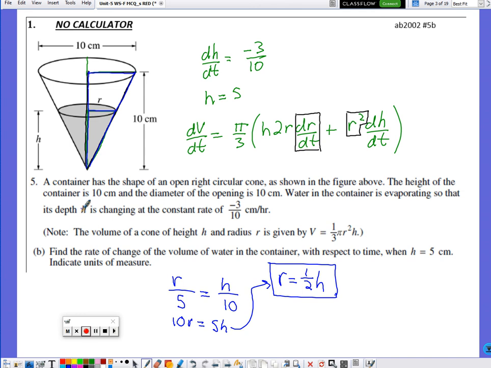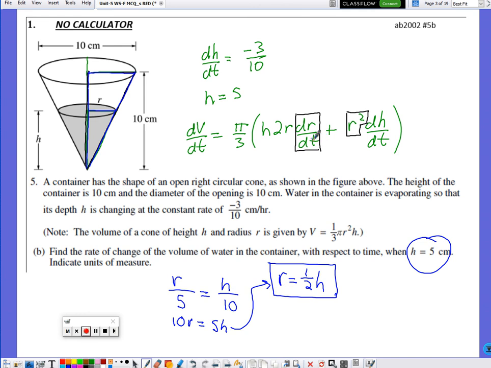Awesome. Okay, look here. So this makes one thing easy. We're supposed to be figuring all this out when H is 5. So we know that at that exact moment when the height is 5, the radius is going to be 2.5, because the radius is half the height, always. We still got to find this, the dR/dt.